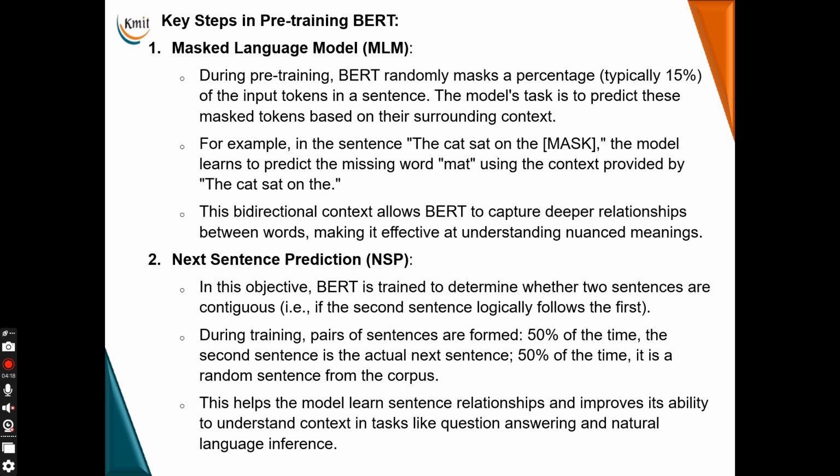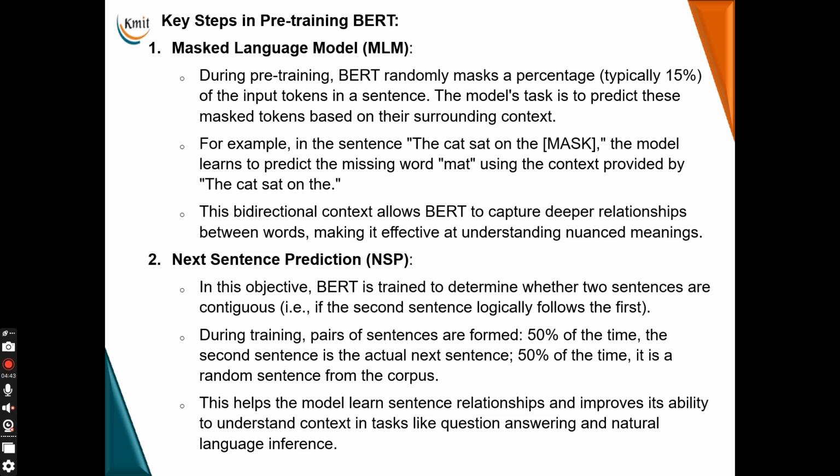So the bidirectional context allows BERT to identify the deeper relationships existing between various words of the language it has learned, and it can understand the context and try to predict which word fits into the masked position.